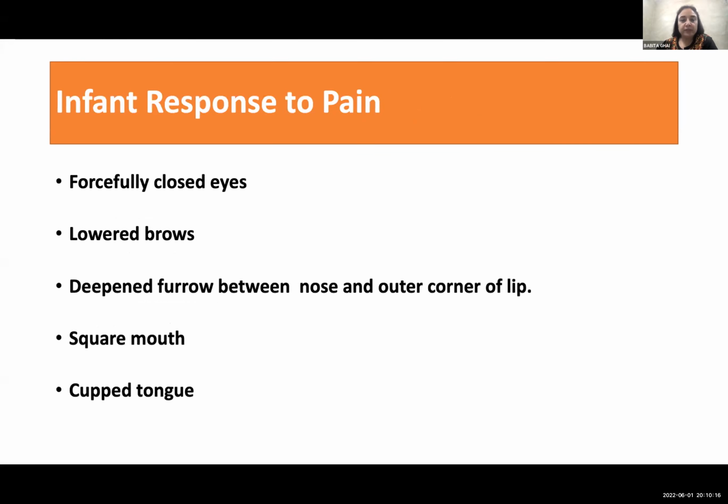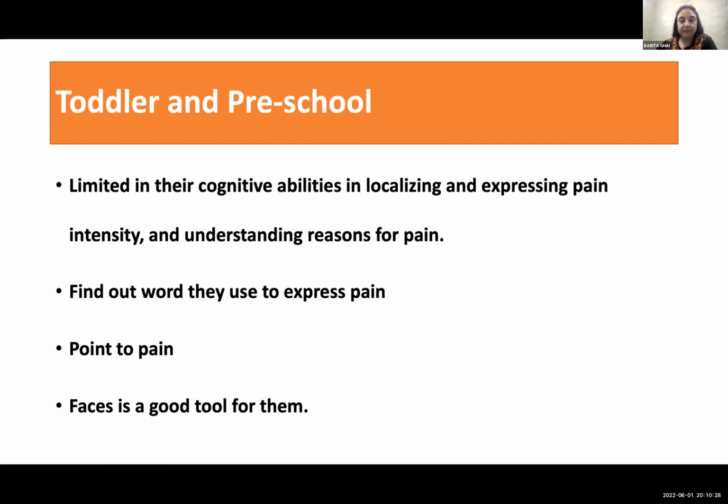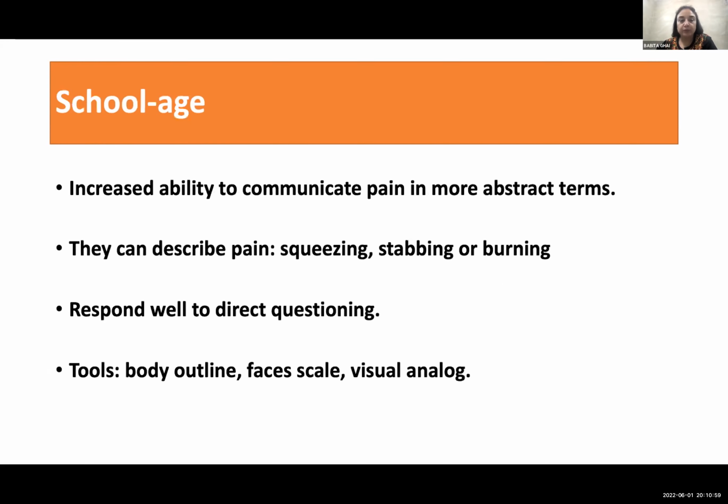Infant response to pain is usually seen by facial expression, that is forcefully closed eyes, lowered brows, deepened furrows, squared mouth, and cupped tongue. And these are also implicated in the FLACC or the faces scale for infants. Toddlers and preschoolers usually have limited ability to cognitively display and express pain intensity as well as understand the reason for the pain. So they use very different words to express the pain. So parents and caretakers can be questioned about what words they usually use to express pain. And they may point to the pain by verbal expressions or by pointing. And faces is a good tool for the toddler and preschool age group.